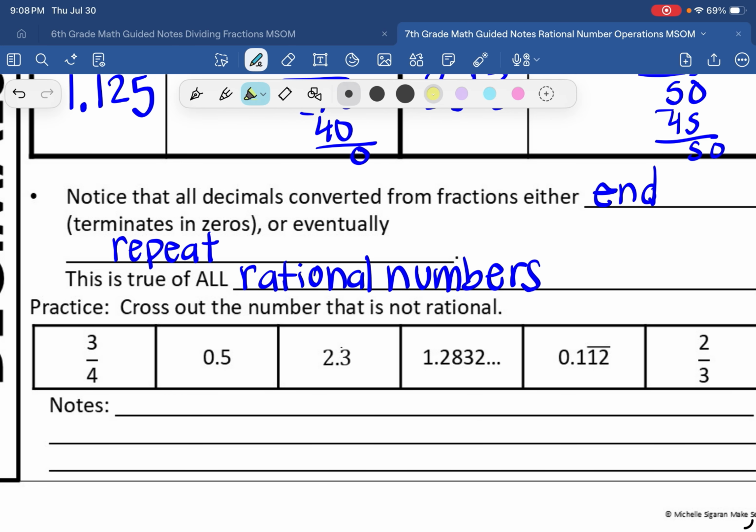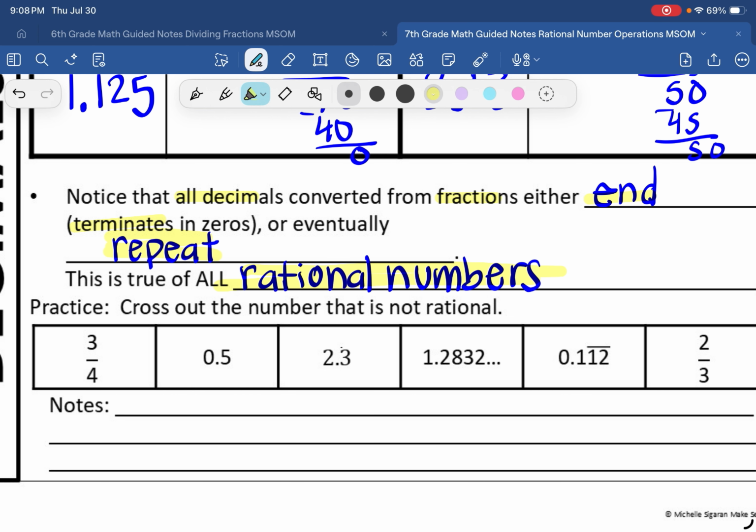Notice that all decimals converted from fractions end, what sometimes we say terminates, or eventually repeats. This is true of all rational numbers. The fractions, when converted to decimals, will always end, like you'll get a remainder of 0, or you'll start noticing repeating digits. Cross out the number that is not rational.